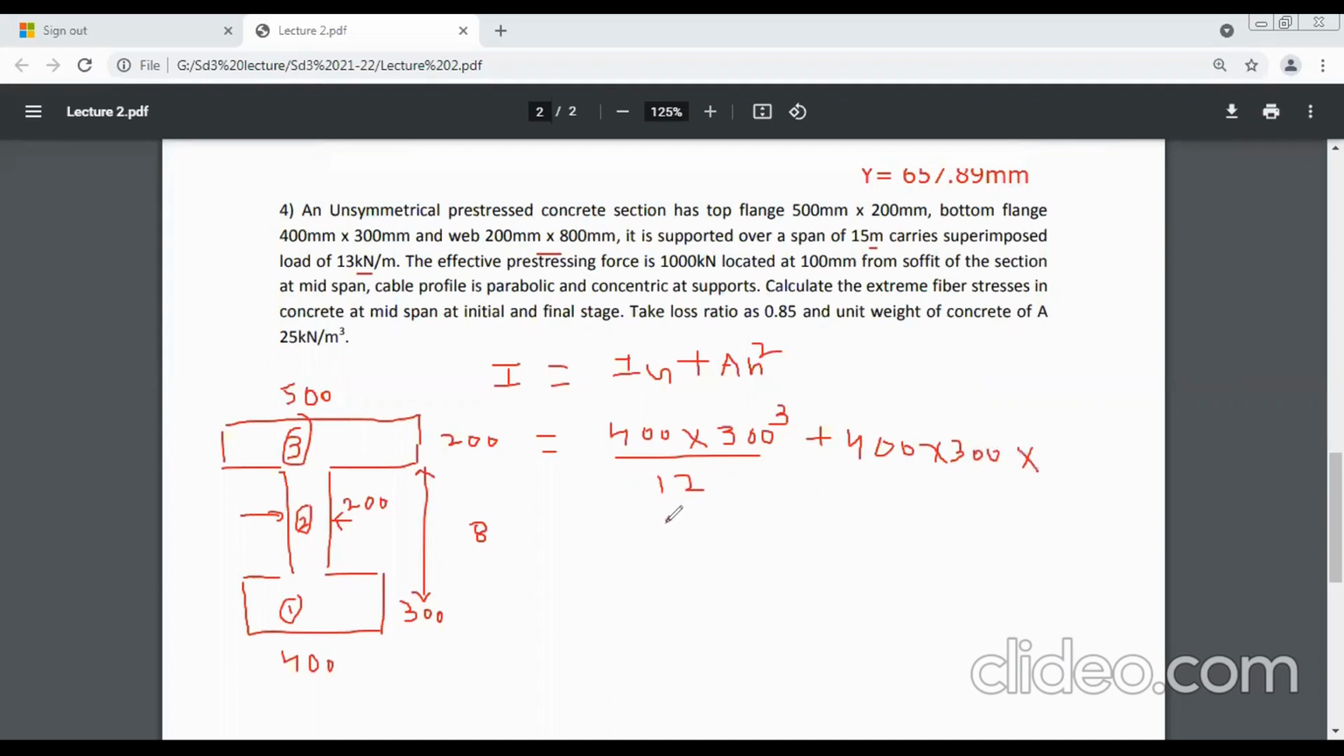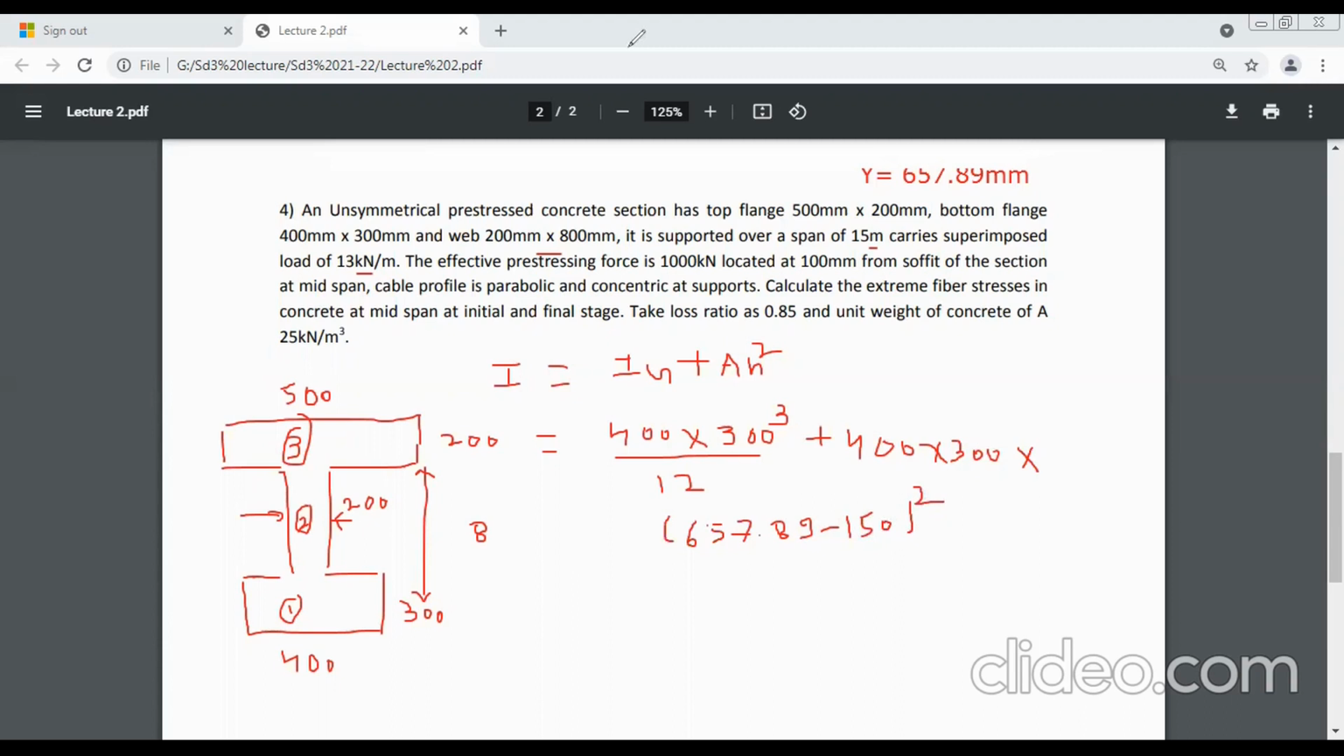So how much is y bar? Y bar it is 657.89, and y1, how much? Y1 it is 150. Bracket square. So this one is Ixx1.